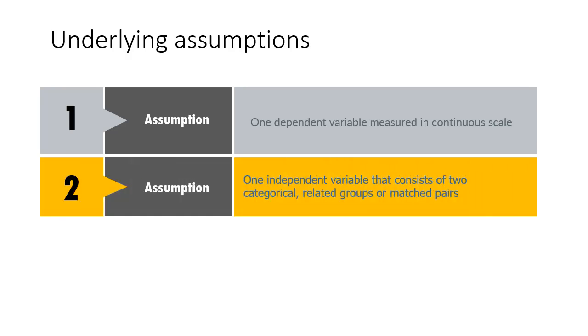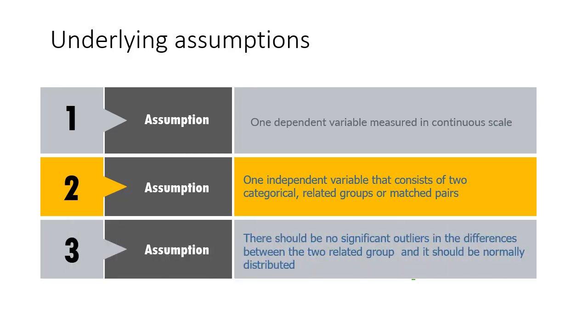The second assumption is that the independent variable consists of two categorical groups, or it could be two related groups, a matched pair, or the paired observation. And the third assumption is that there should be no significant outlier in the differences between the two related groups, and it should be normally distributed. So this third assumption states that we have to check the normality of the difference between the two paired values. And again the outlier testing is also done on that difference.